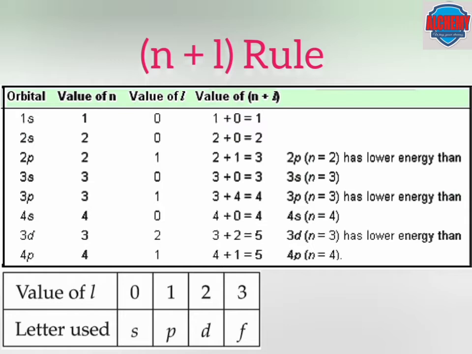For the 2p orbital, the value of n is 2 and L is 1. So the value of n plus L is 2 plus 1, that is equal to 3. For the 3s orbital, the value of n is 3 and L is 0. So the n plus L value is 3 plus 0, that is equal to 3. Now we can see that both the 2p and 3s orbitals have the n plus L value as 3. In such cases, the rule is that more the value of n, more is the energy. Thus, the atomic orbitals are arranged according to the n plus L rule given by the Aufbau principle.